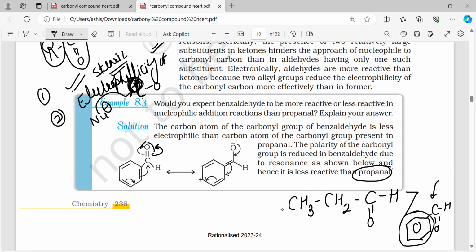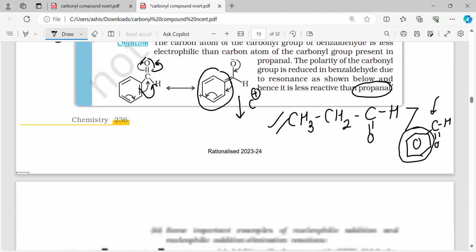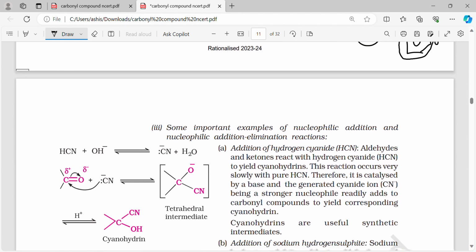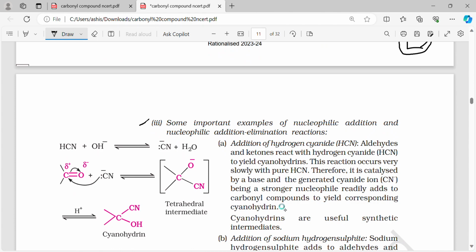That's why when oxygen of the carbonyl group accepts the pi electron, then the pi bond of the phenyl ring will shift towards carbon, and due to this the phenyl ring actually decreases the electrophilicity of the carbonyl carbon. That's why the nucleophile attacks slowly. That's why propanal is more reactive towards nucleophilic addition reaction compared to benzaldehyde.